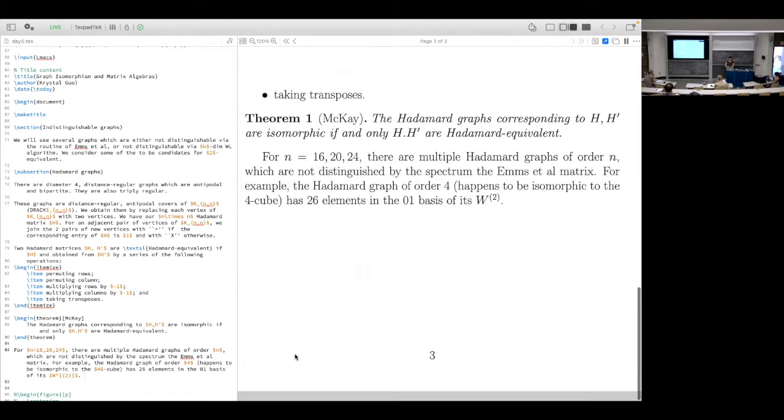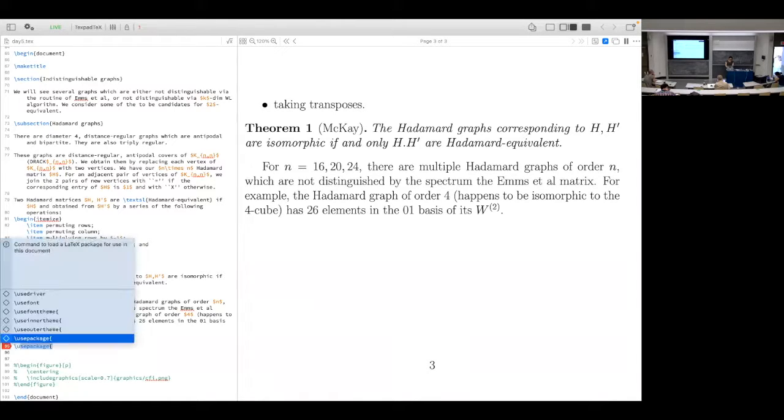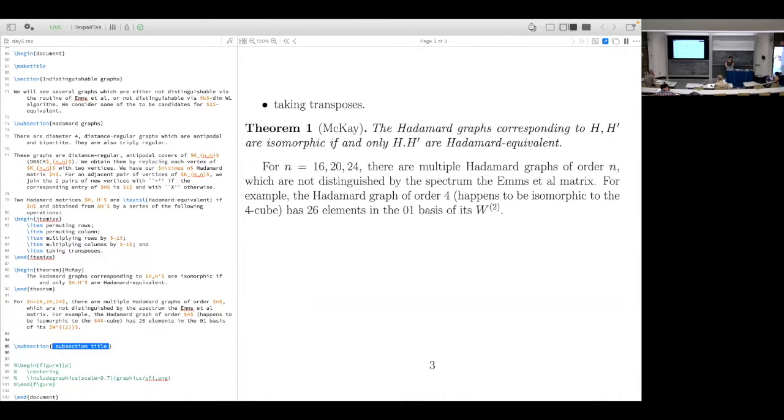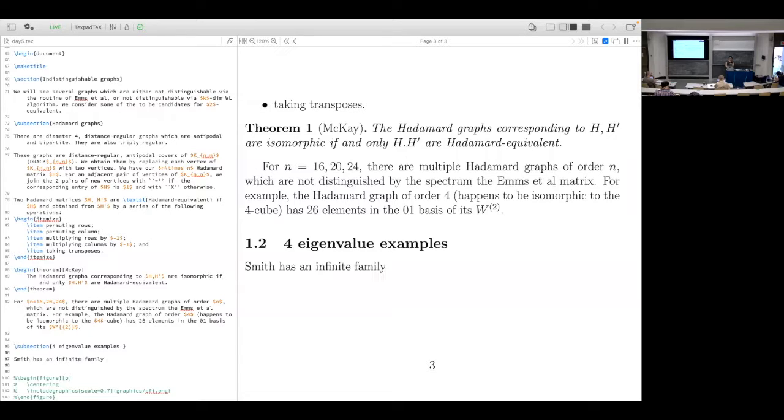Another family comes from Jamie Smith's PhD thesis. I don't want to call them Smith graphs because there are other Smith graphs that are about to come up, so I'll call them Jamie graphs. These are four-eigenvalue examples, which I'm not actually going to define. Basically, Smith has an infinite family whose numbers of vertices are powers of 2, or some very small variant of that. I think they can only be powers of 2, and they have 4 eigenvalues.